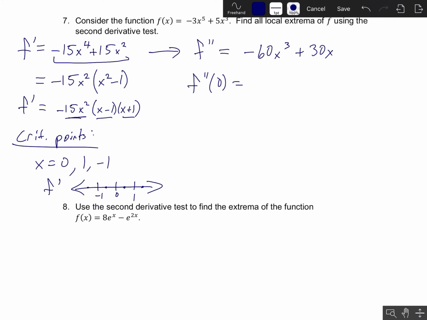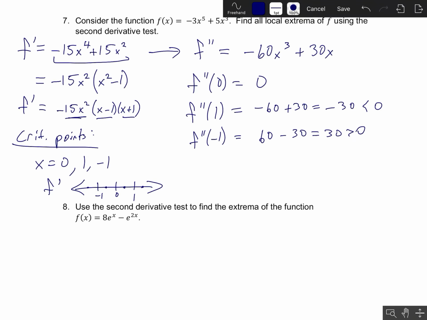And now we're going to plug in each of the critical points that we found into the second derivative to determine the concavity. So if I plug in 0 into f double prime, I would get a 0 plus 0, which is 0. If I plug in 1, what I would get is a negative 60 plus 30, which is a negative 30. We don't actually really care about the value here, we just care that it is negative, so it's smaller than 0. And similarly, whenever I plug in negative 1, what I would get is a positive 60 minus a 30, and that will give me a positive number at the end.